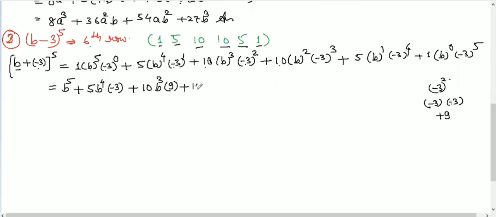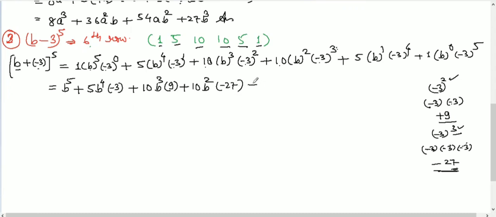Plus 10 b to the power 2, and here look at minus 3 to the power 3. So the power is odd here. So minus 3 and minus 3 three times. First multiply the signs: minus minus plus, plus minus minus. 3 multiplied by 3 is 9, 9 multiplied by 3 is 27, but we will get minus 27. So when the power is even, you will get a positive answer. When the base is minus and the power is odd, you will get a negative answer. So here you will get minus 27.